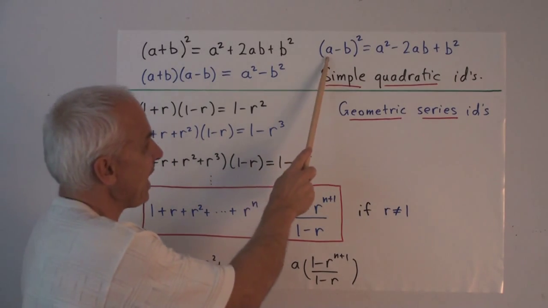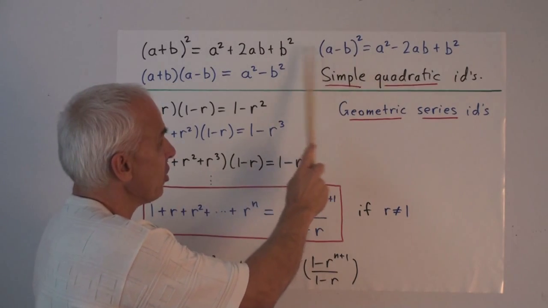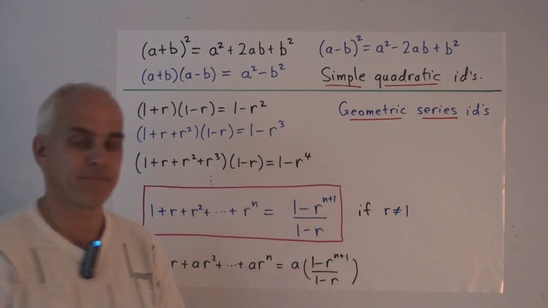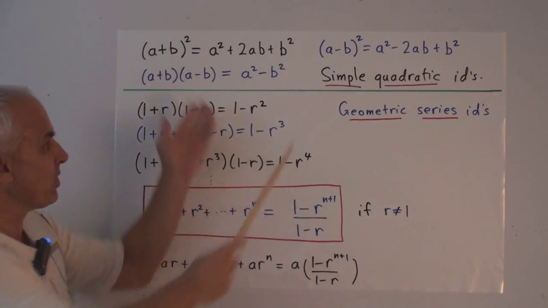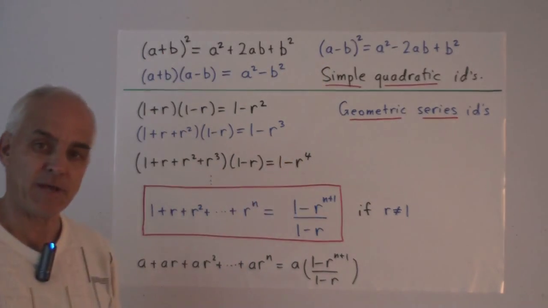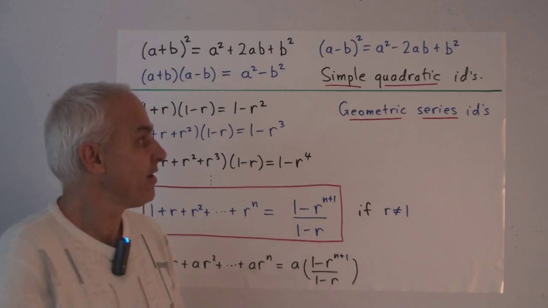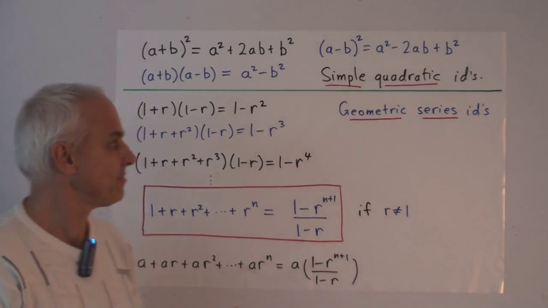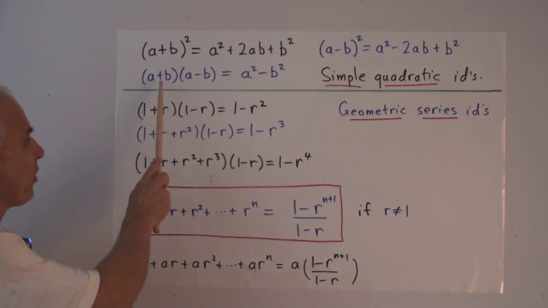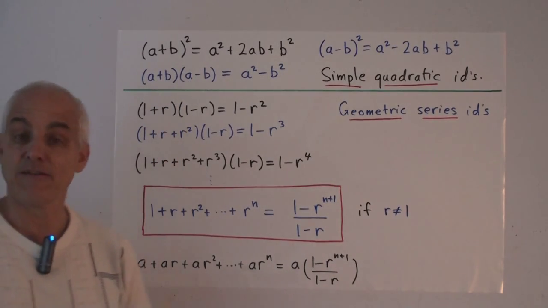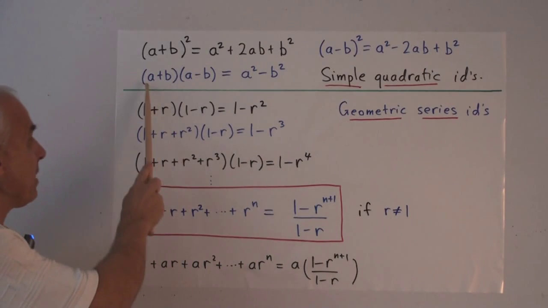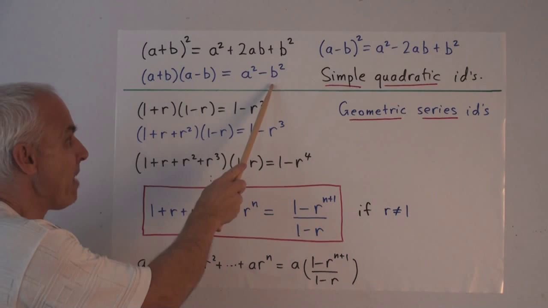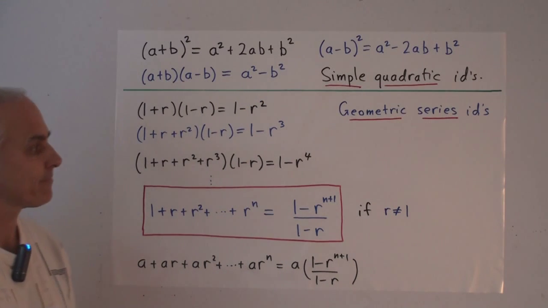A simple variant is that (a minus b) squared is almost the same. It's a squared minus 2ab plus b squared. And of course, we can verify these identities by simply using the distributive law to expand (a minus b) times (a minus b), for example. Another important quadratic identity is the difference of squares, that (a plus b) times (a minus b) equals a squared minus b squared.